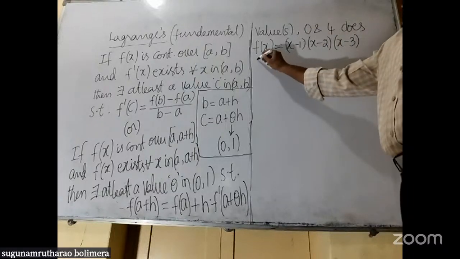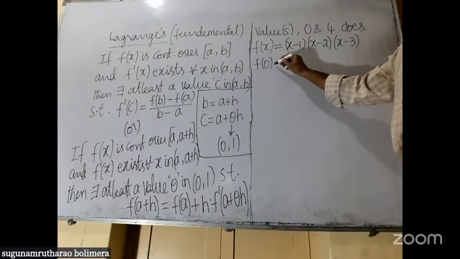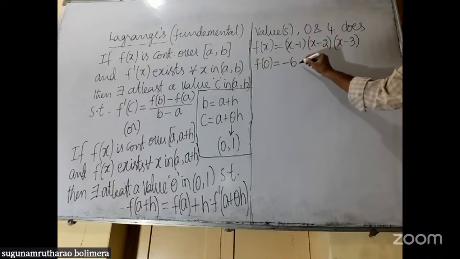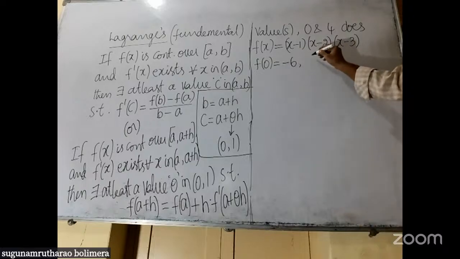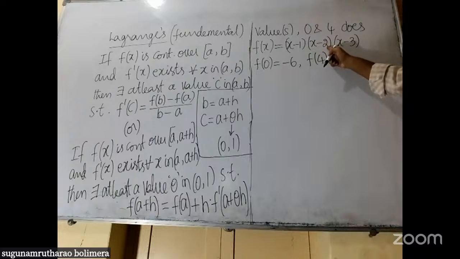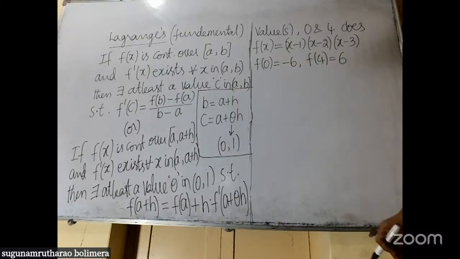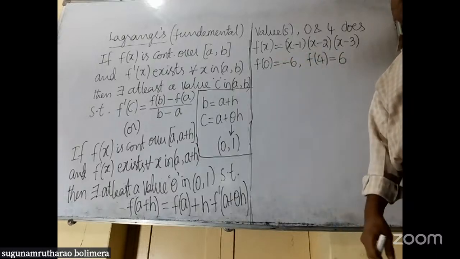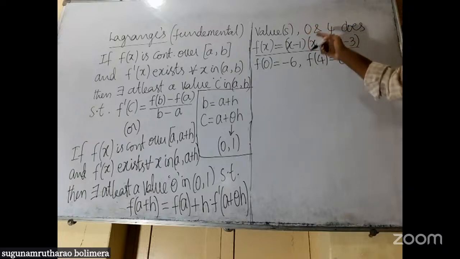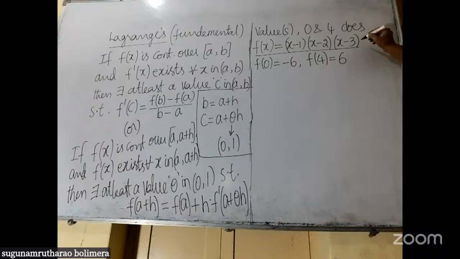So here, what is f of 0? It is minus 1, minus 2, minus 3. It's very clear, minus 6. What is f of 4? 4 minus 1 is 3, 4 minus 2 is 2, 4 minus 3 is 1, so 6. Both are not equal, so you may verify Lagrange's mean value theorem. Next, f of x is continuous, so substitute any value between 0 and 4, definitely it will be continuous.